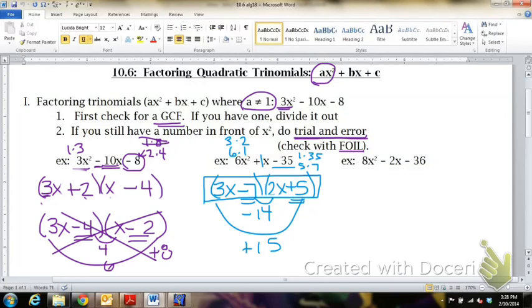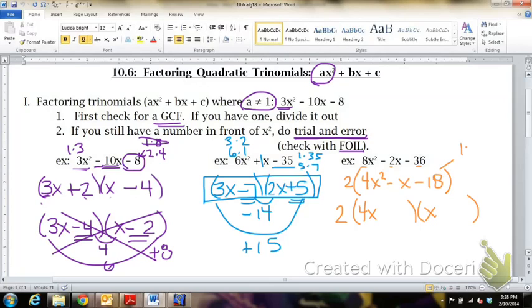Now let's take a look at the last one. 8, 2, and 36. 2 goes into all of those. So I'm going to go ahead and divide out a 2. Okay, now I'm going to factor what's left. I have to keep this 2 here because I want my answer to multiply out to be the original problem. And if I ditch that 2, my answer won't check. So what's going to make 4? Let's do 4 and 1.